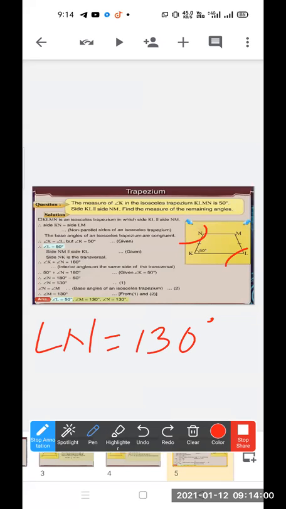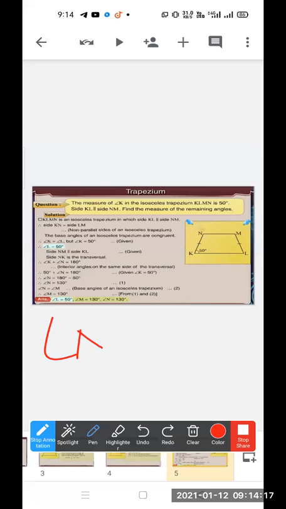I told you just now, the parallel sides are called the base sides. Since it is an isosceles trapezium, base angles are congruent. Therefore, angle N is congruent to, or equal to, angle M. Why? Because they are base angles.